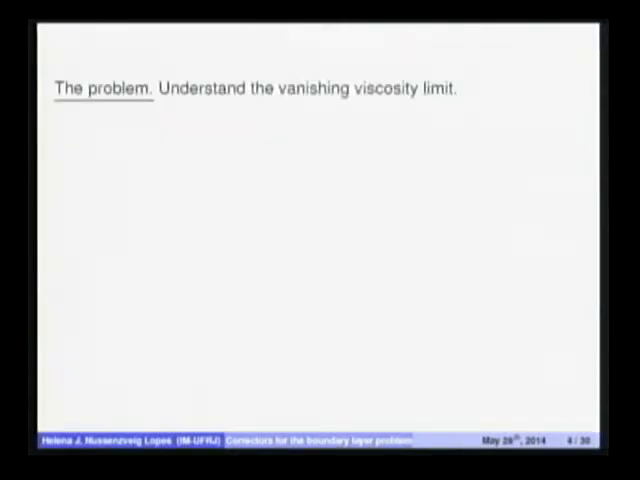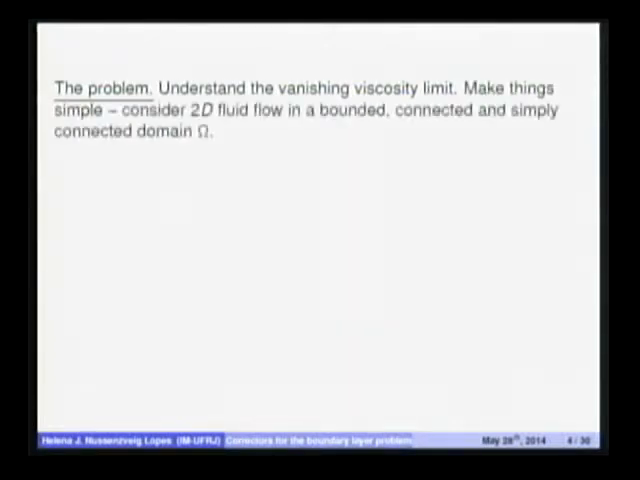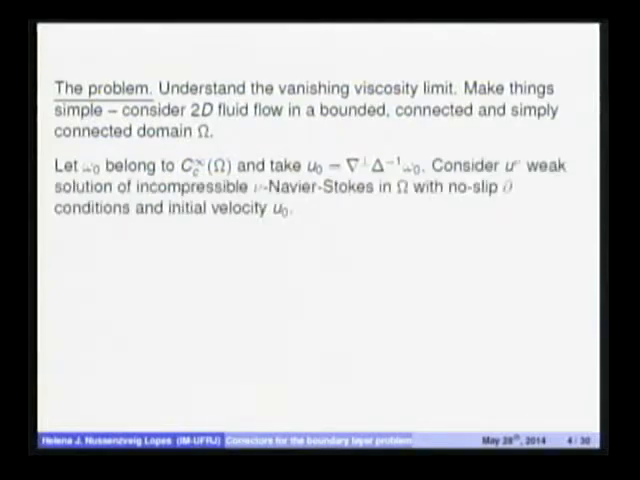So our problem is to understand the vanishing viscosity limit, and we want to make things as simple as possible here. So we're going to consider 2D flow in a bounded, connected, and simply connected domain. I'm going to take an initial vorticity, which is smooth and compactly supported, and as initial velocity, I'm going to take the Biot-Savart law associated to this omega naught. So notice that, of course, our initial velocity is not 0 on the boundary. It's only tangent to the boundary, so there will be an initial layer, but that is not the relevant information here. Okay, that's not going to be the main difficulty.